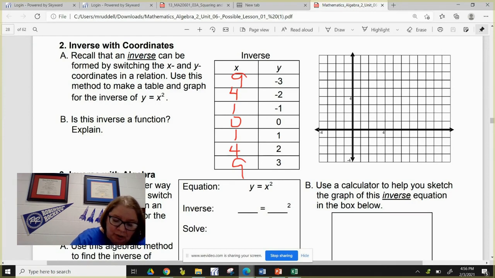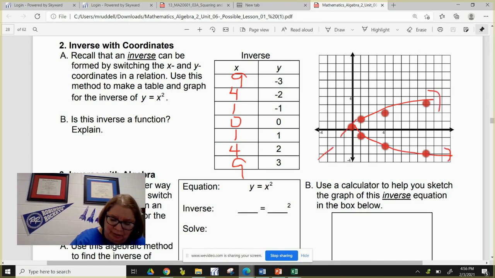Okay. 9, -3. There's 4, 5, 6, 7, 8, 9, 1, 2, 3. 4, -2. 1, -1, 0, 0, 1, 1, 4, 2, 9, 3. What happened to our parabola? Kind of flipped over, didn't it?